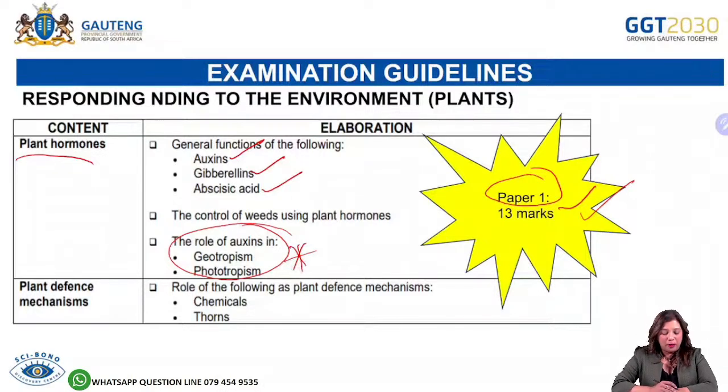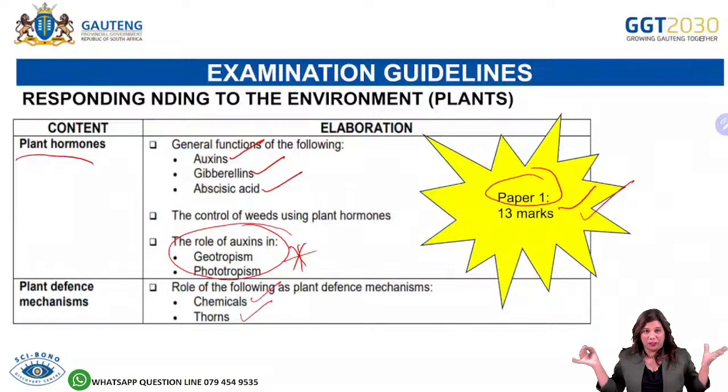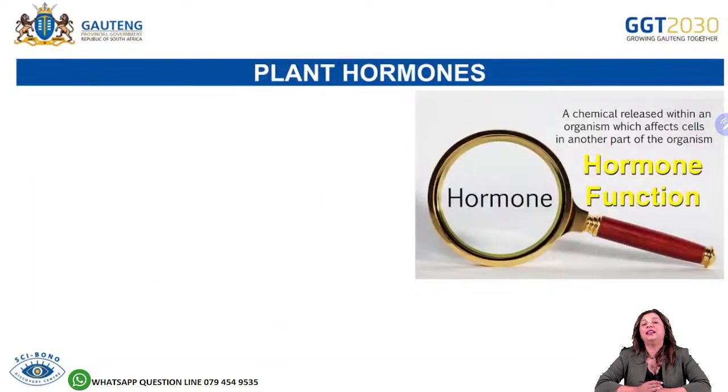The second part of our session will be plant defense mechanisms. This is the role of the plant as a plant defense mechanism in the form of chemicals or thorns. Plants also, like us as humans, have a way of defending themselves against danger. So this is going to be a very, very interesting session. So stay tuned. Right, now let's get into it.